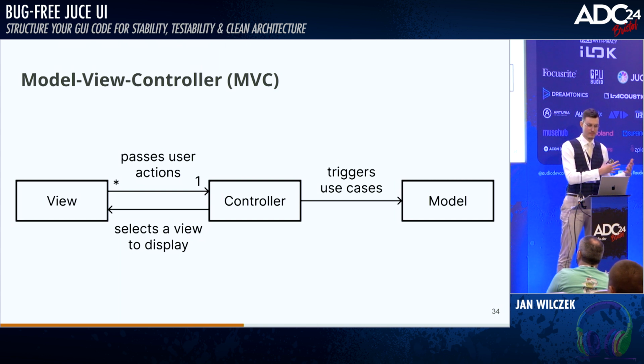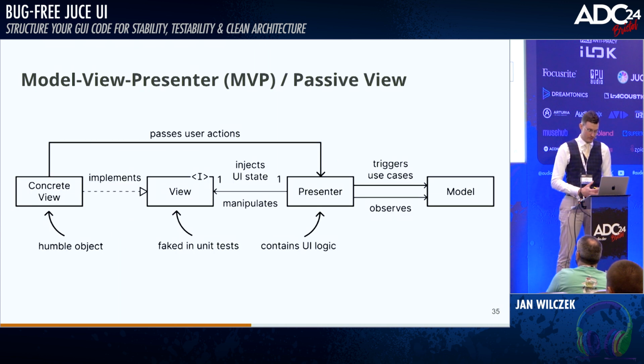This is a very textbook definition, but I think it's hard to reason about this in the context of JUCE C++, but it makes sense if we imagine the controller being a web server, right? Then a web server can return an HTML web page. That's our view, okay?